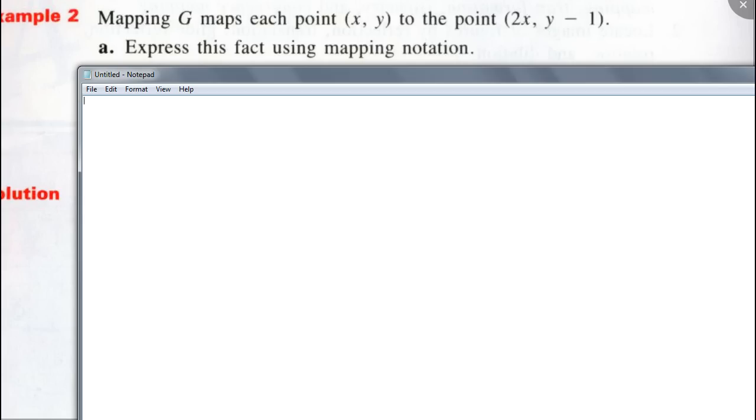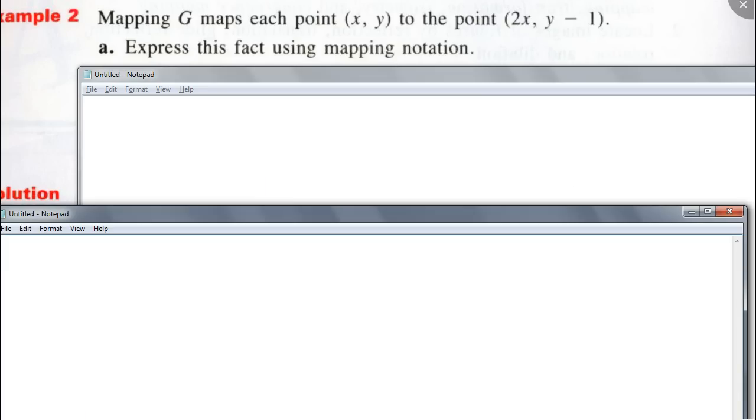2, 0, right? Do you get the idea? So how would you use mapping notation to represent this? By the way, for mapping notation, what do we need? Instead of the equal sign, we use an arrow. Instead of parentheses, we use a colon. So that's the only difference.